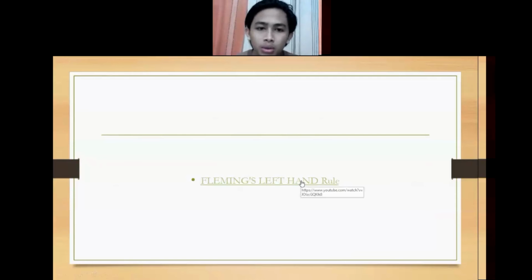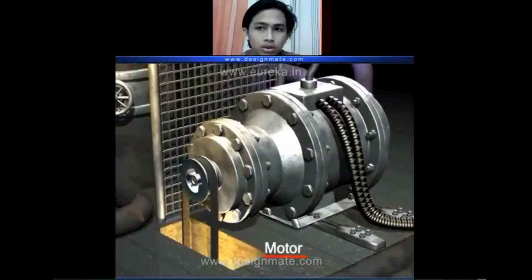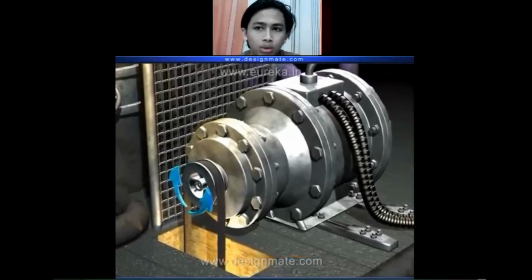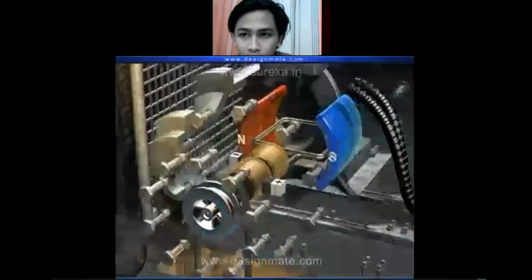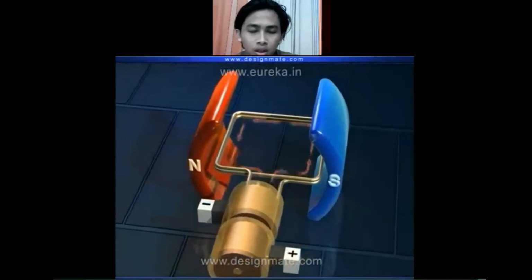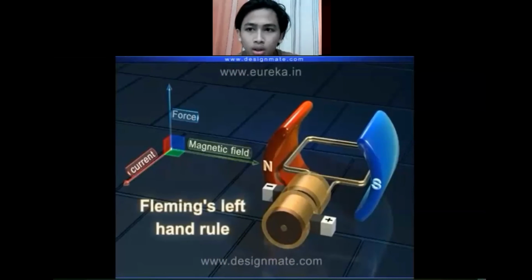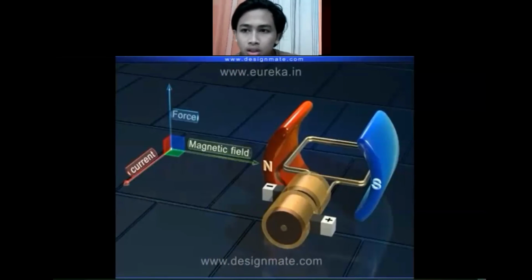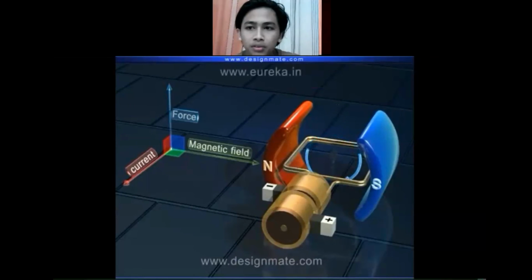Right now I will show you an animation on how to use the Fleming left-hand rule. The object shown is a motor, and can we determine in which direction this motor will rotate if the direction of the magnetic field and the current is given? We will discuss one rule, Fleming left-hand rule, on the basis of which we can find the direction of force, the rotating direction of the armature coil, for the given direction of magnetic field and current.